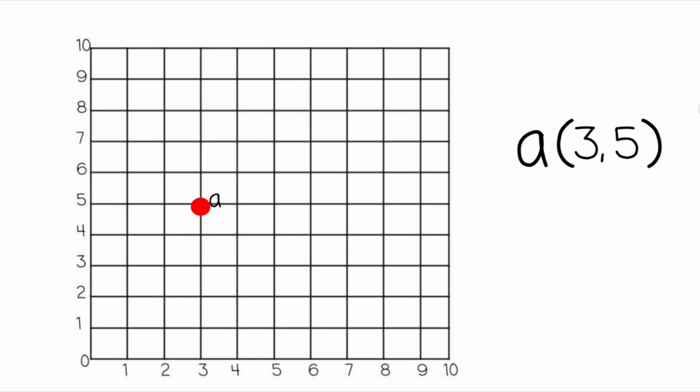Let's call this point A. Now let's do another point, point B. We'll get our coordinate parentheses ready. Point B sits at 9 and 3.